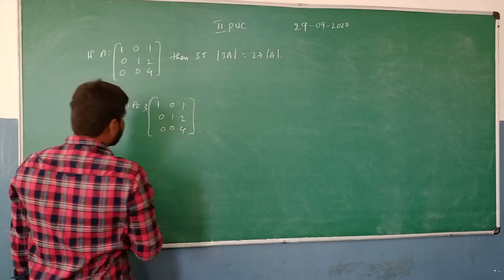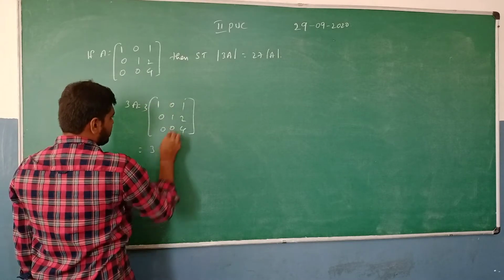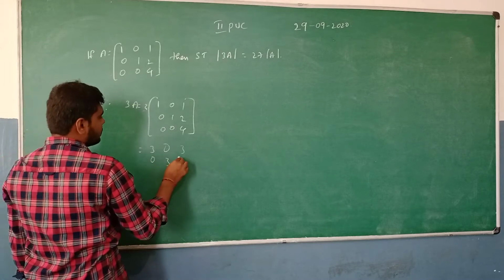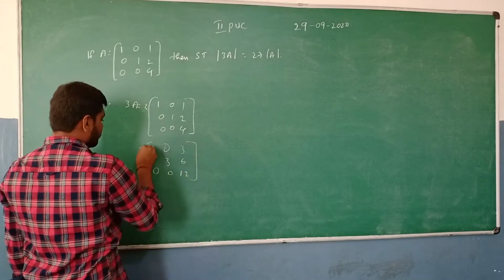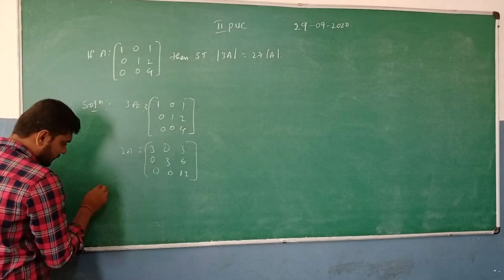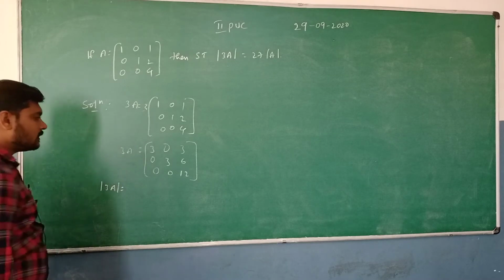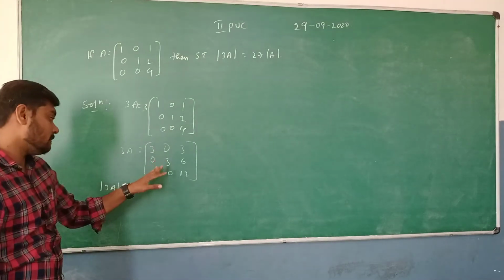So this order 3 matrix is going to be 3 into 1 is 3, 3 into 0 is 0, 3 into 1 is 3, 3 into 2 is 6, 0, 0, 12, since 4 times 3 is 12. So here 3A is equal to this one. So we need to find the determinant of 3A. Observe here, we need to find the determinant for this 3 cross 3 matrix.